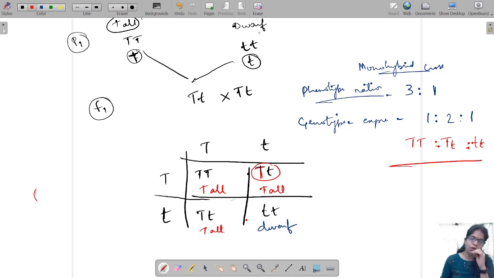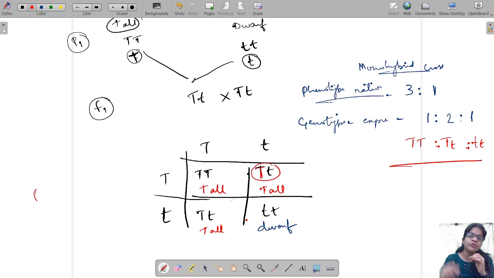So this is the monohybrid cross, where he has taken only one character, and that character is the length of the Pisum sativum plant. Okay, so within the one class itself, he has divided the phenotypic expression and the genotypic expression. In the same way, he has done the dihybrid cross also. There he has taken two different characters. If you want, I can draw it for you again, because it's a time-taking process.